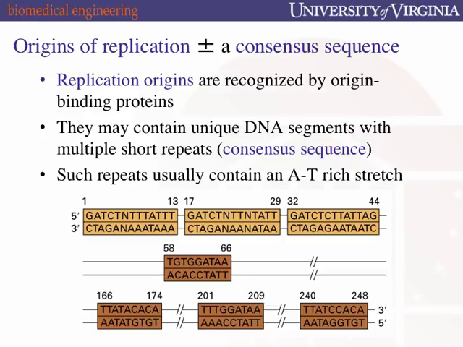Where prokaryotes and eukaryotes diverge is on what defines the origin of replication. In bacteria, there are certain short repeats that can be defined at the sequence level, called consensus sequences. More to come on that in a second, that define and allow you to predict where origins of replication are. In us, it's nowhere near as clear. However, what's common between both the bacterial origins and mammalian origins is that they usually have a rich stretch of AT base pairing. Yes?